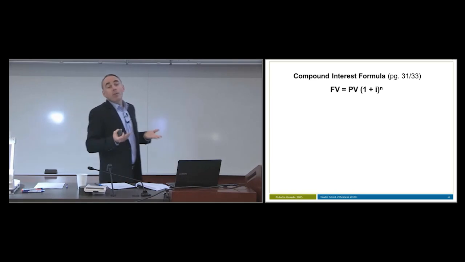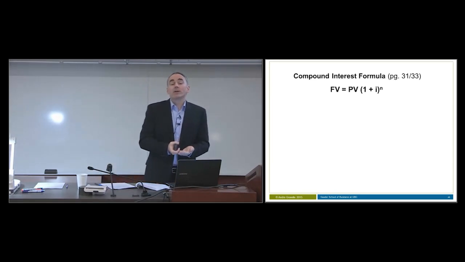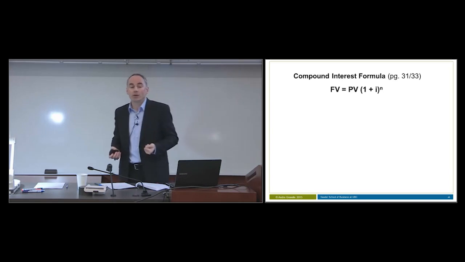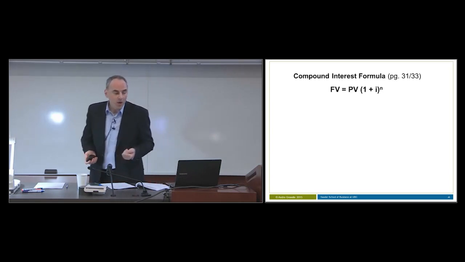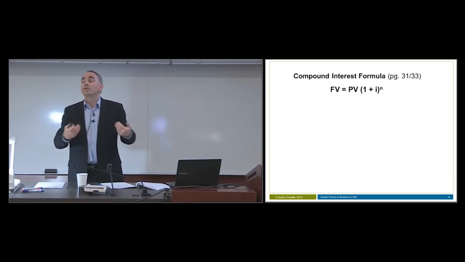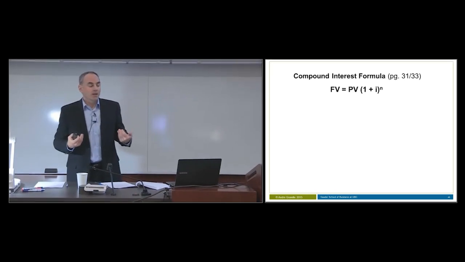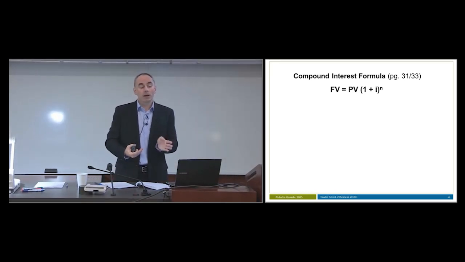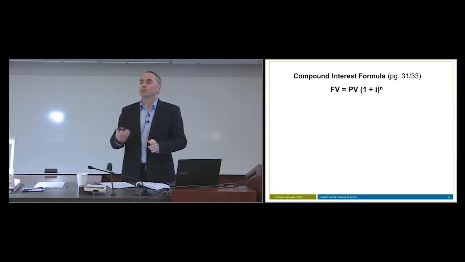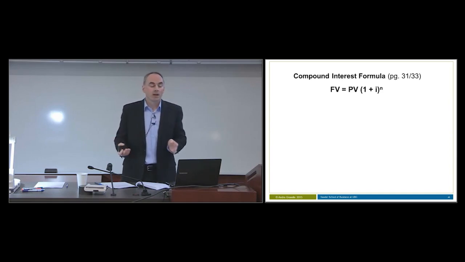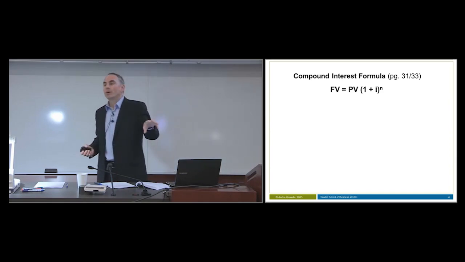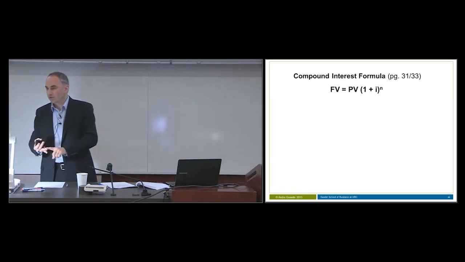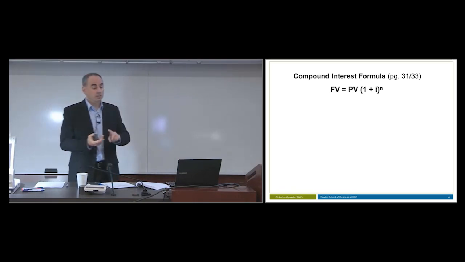So let's now look at the compound interest formula as a convenient, or much faster way rather, to calculate the future value of a lump sum. The compound interest formula takes this form. It says future value is equal to the present value multiplied by 1 plus the interest rate raised to the power of n. You notice all the terms are the same terms we dealt with a moment ago: future value, present value, small i, small n.